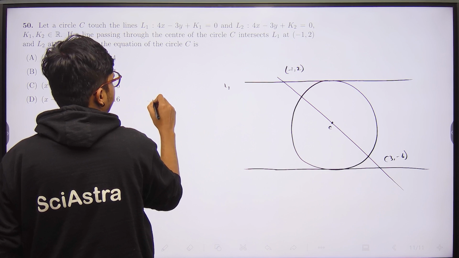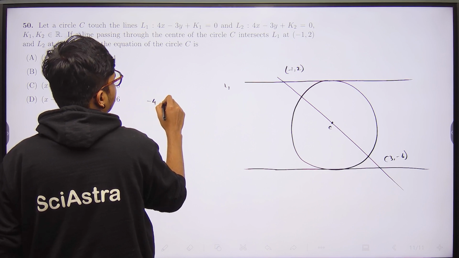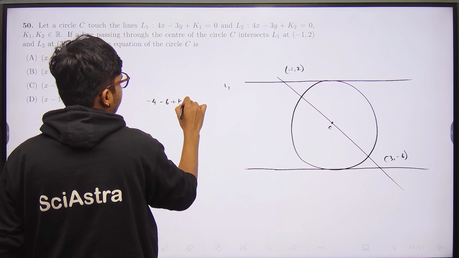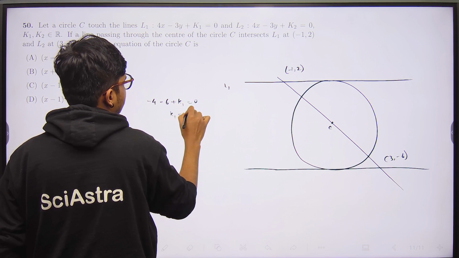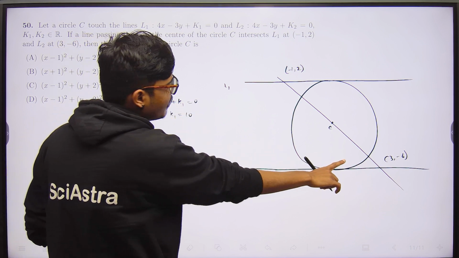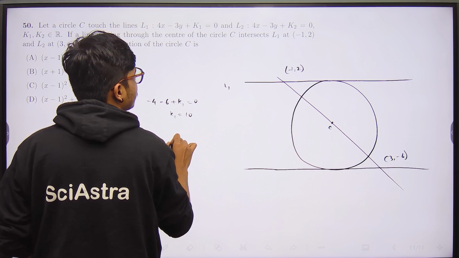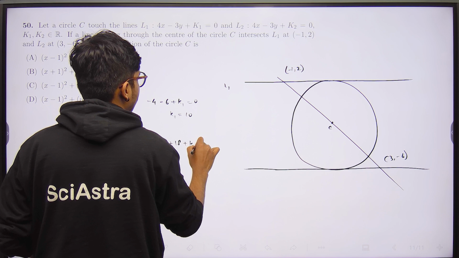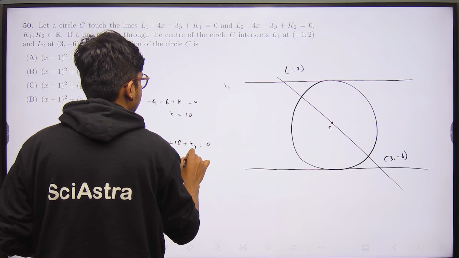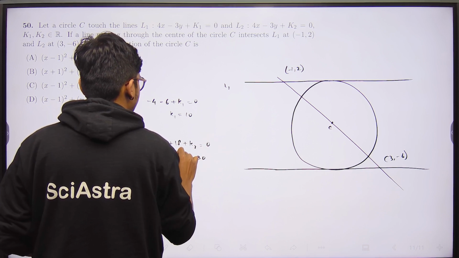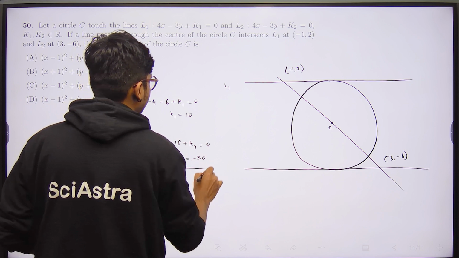Which means that -4 -6 plus k1 should be equal to 0, which gives you the value of k1 as 10. Similarly, (3, -6) lies on the second line, right? Which means 12 plus 18 plus k2 is equal to 0, which means k2 is -30. So from here, you can find the distance between the two lines.